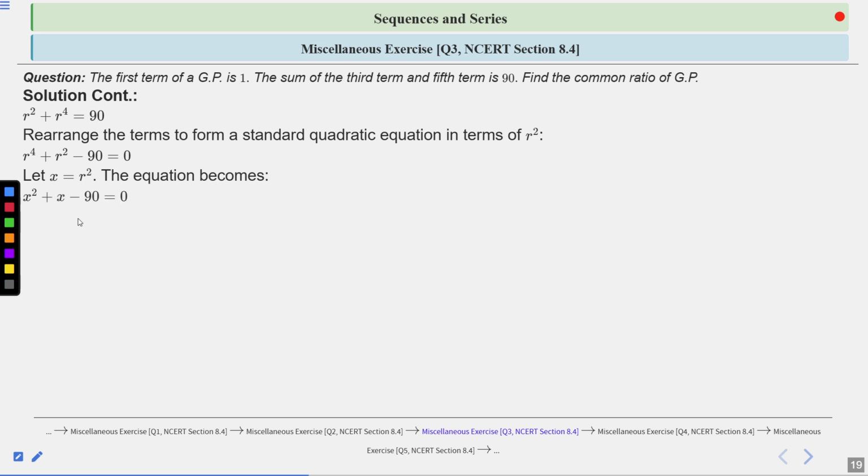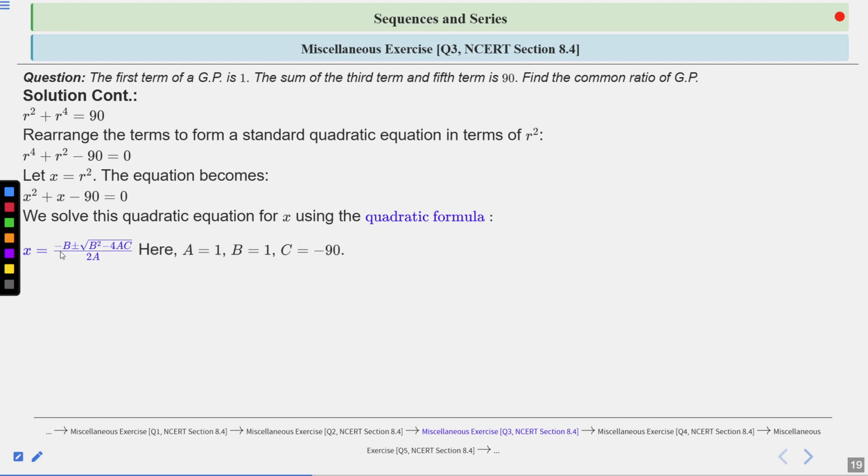This equation represents the quadratic equation. Now we need to find the value of x. We solve this quadratic equation for x using the quadratic formula. We know that if we have a standard general quadratic equation ax square plus bx plus c equals 0, then the value of x by the quadratic formula is x equals minus b plus or minus square root of b square minus 4ac, all divided by 2a. After comparing the given quadratic equation with the standard quadratic equation, we get a equals 1, b equals 1 and c equals minus 90.